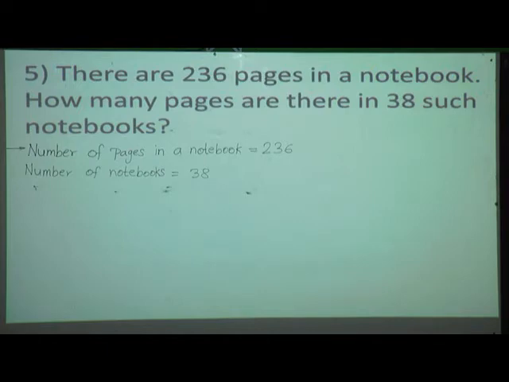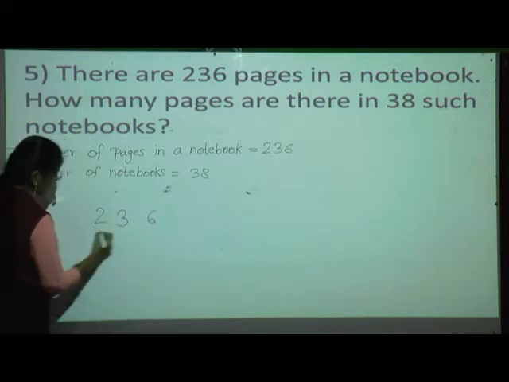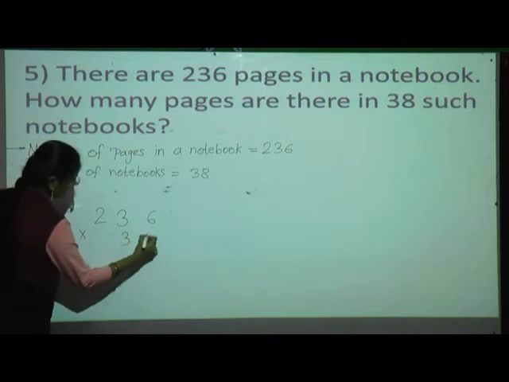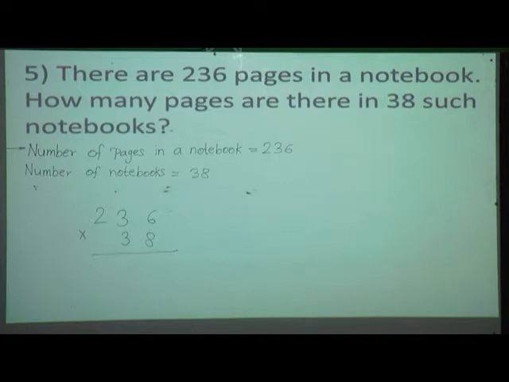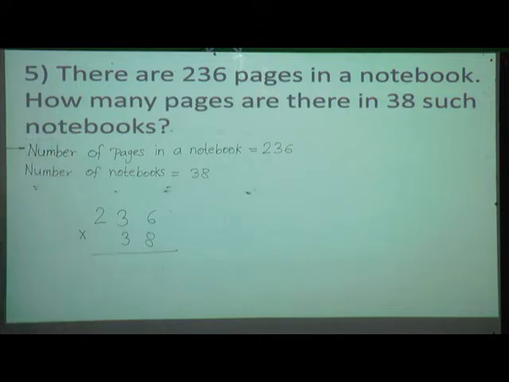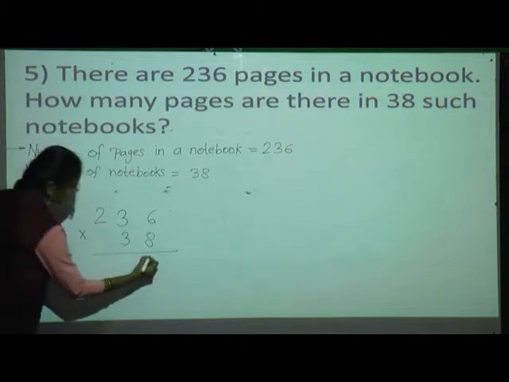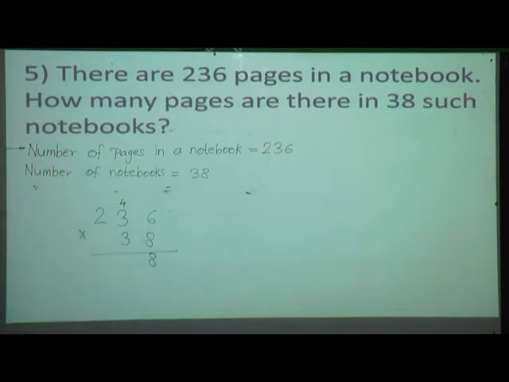So for that what will you do? Yes, if we do the multiplication of 236 into 38, then we will get the total number of pages in 38 books. So do the multiplication 236 into 38. Start from the ones place. Here 6 is there and here 8 is there. Say the table of 8. 8 sixes are 48. So we'll write here 8 and 4 as a carry. See students, you have to say the table in your mind.